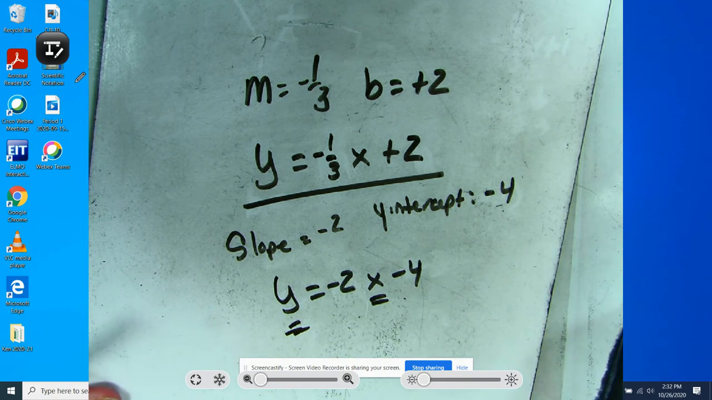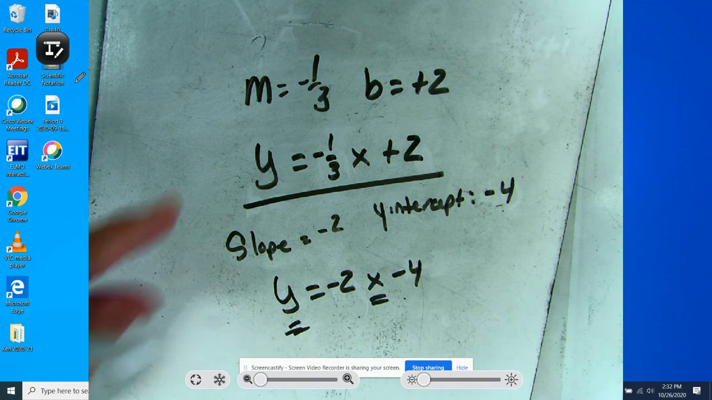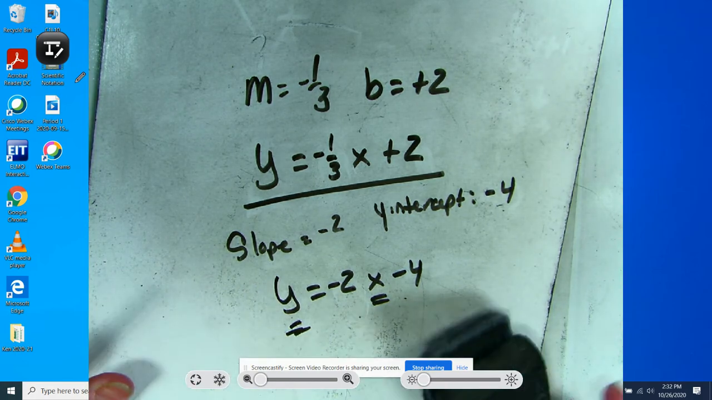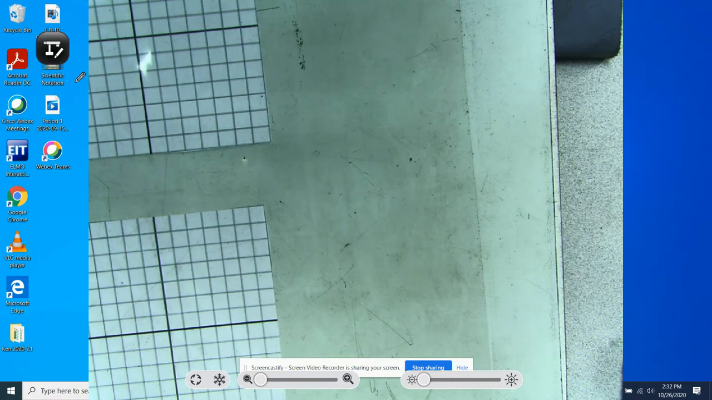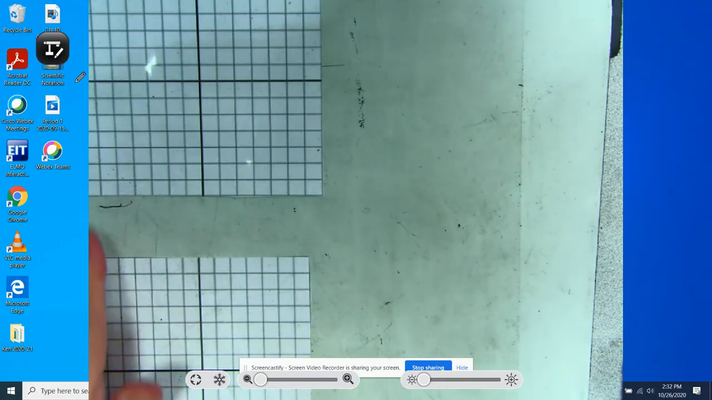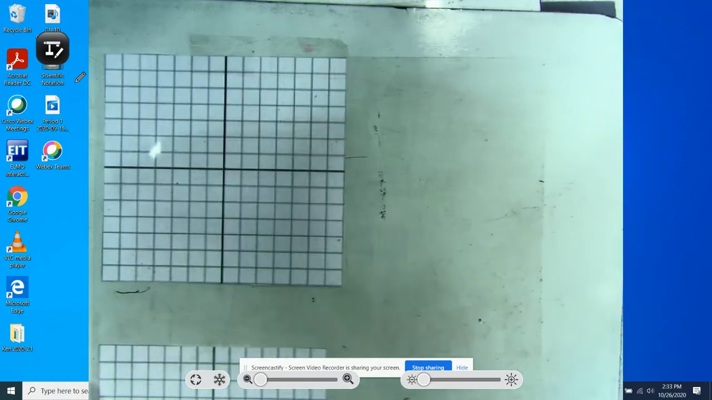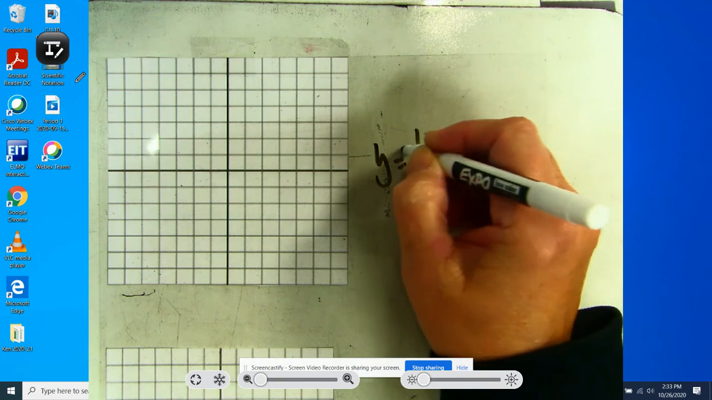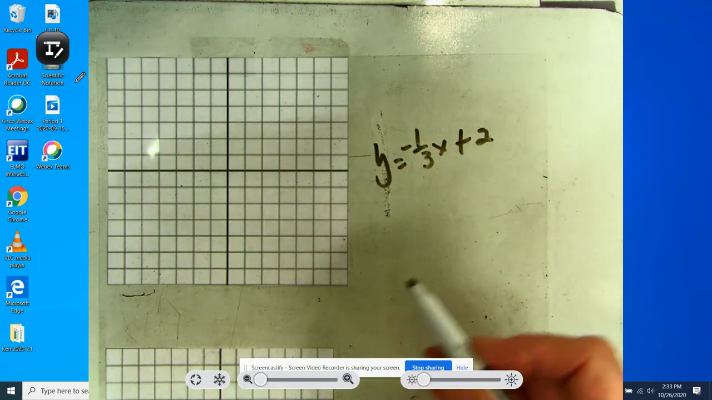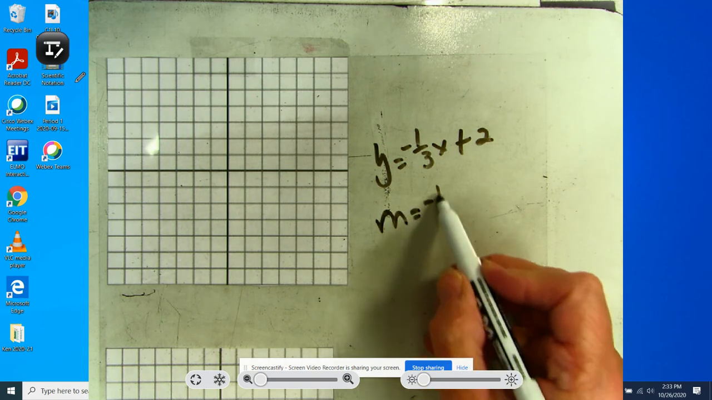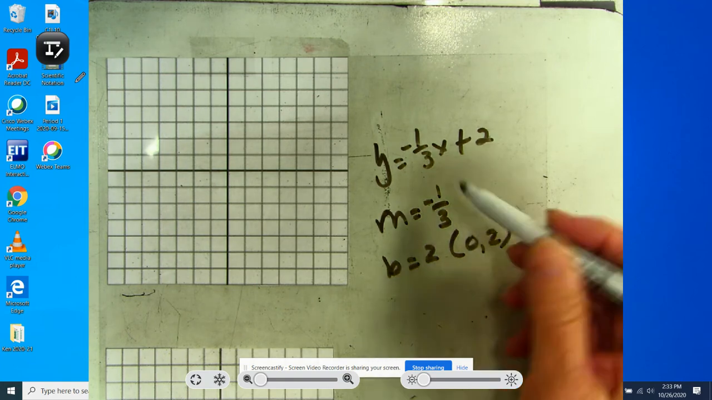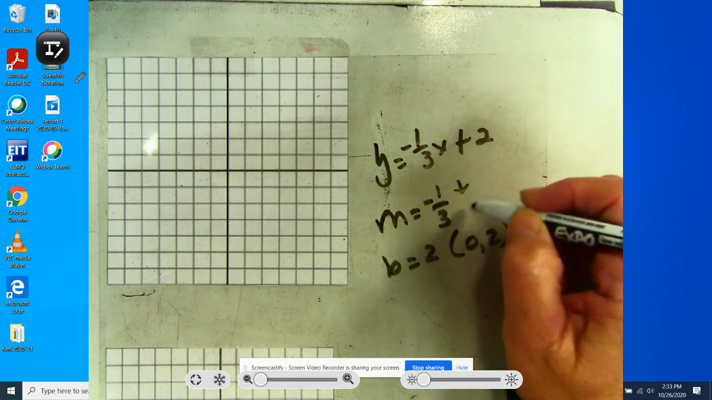All right. So you can take an equation and identify m and b. You can take m and b and write an equation. The next thing you have to be able to do is to graph an equation. So let's go back to that equation I just gave you: y equals -1/3 x plus 2. We said that m equals -1/3 and b equals 2, which is (0, 2). Your slope is telling you to go down and over.